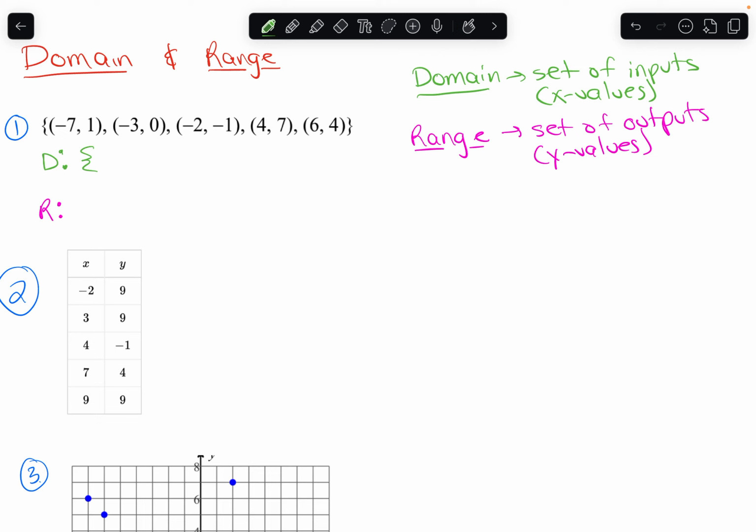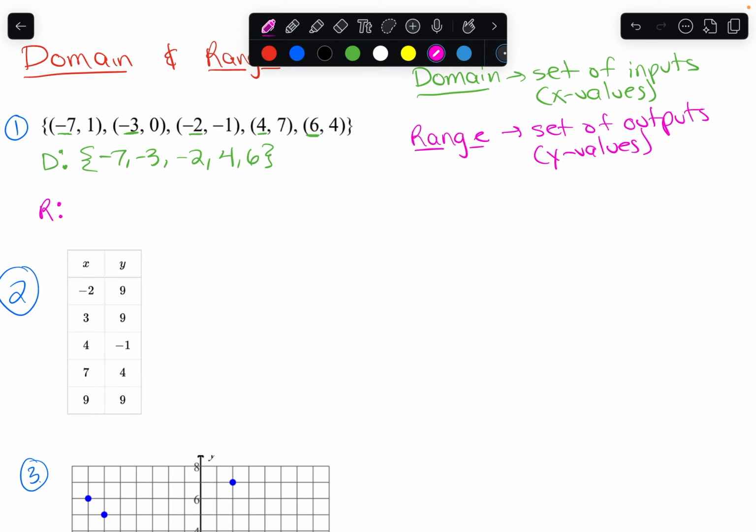Now, luckily I was nice in this one. If you look at your inputs, these are already in numerical order. If these weren't, then I would have to actually write them down in order. But I'm fairly confident that that's something that we can do without issue.